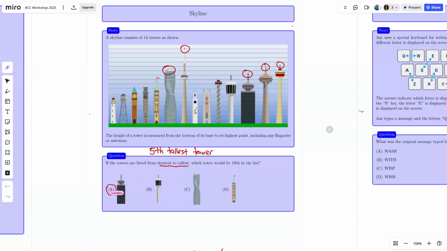Now, you can see in this example, we used a method called backwards counting. So, working our way from the back. You could work your way from the front and count from the shortest to tallest, but that's much more work. That's almost twice the amount of work. So this is a better strategy, in my opinion.